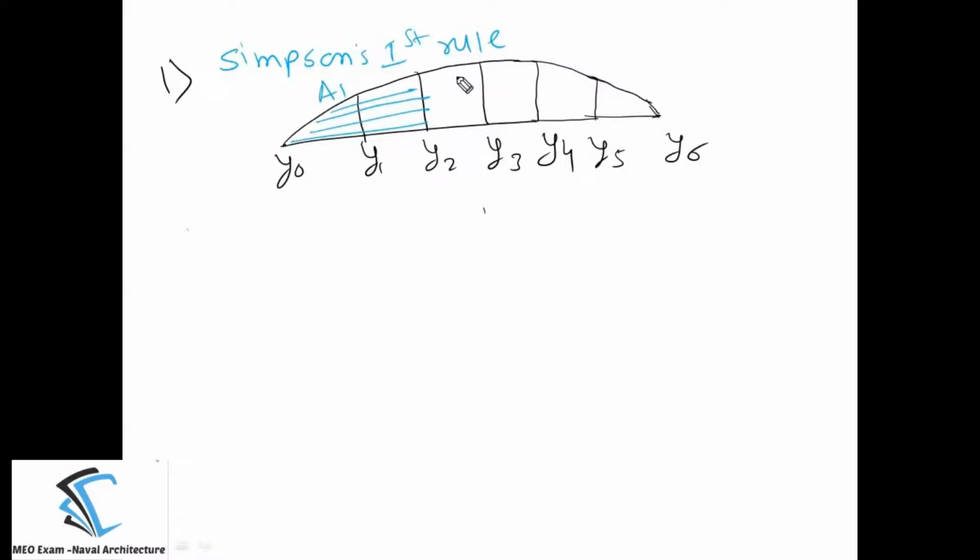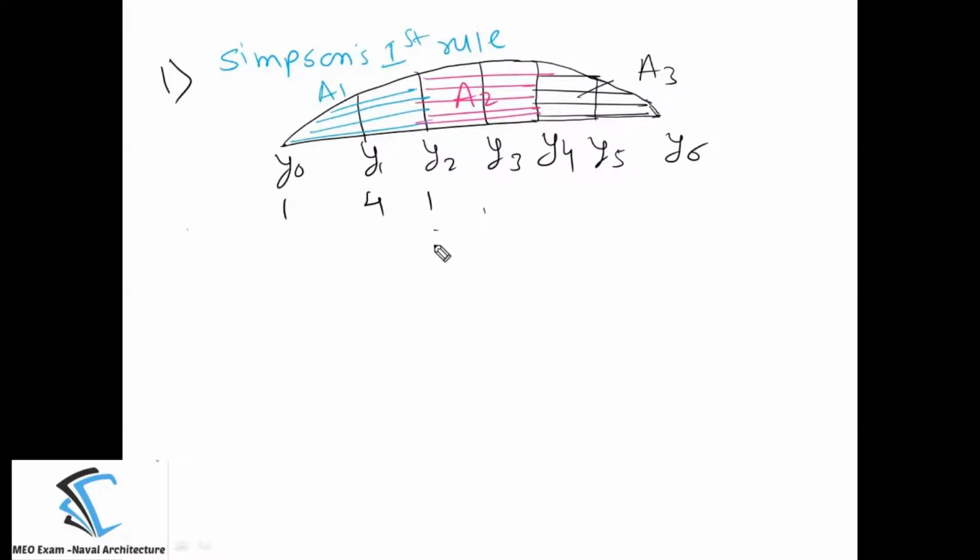Then region number 2, A2. Then region number 3 is A3. So how to write the Simpson's multipliers in this case? I will write the Simpson's multiplier below each ordinate. For Simpson's first rule, the Simpson's multipliers are like this: 1, 4, 1. Now the y2 ordinate is common between A1 and A2, so we have to combine the ordinate y2 between the regions A1 and A2.